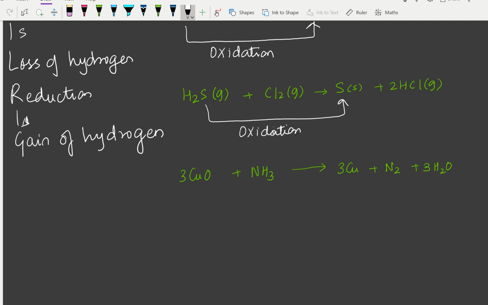It is getting oxidized from H2S to S, which is sulfur, and chlorine at the same time is undergoing reduction because chlorine has gained that hydrogen. So this is reduction here.